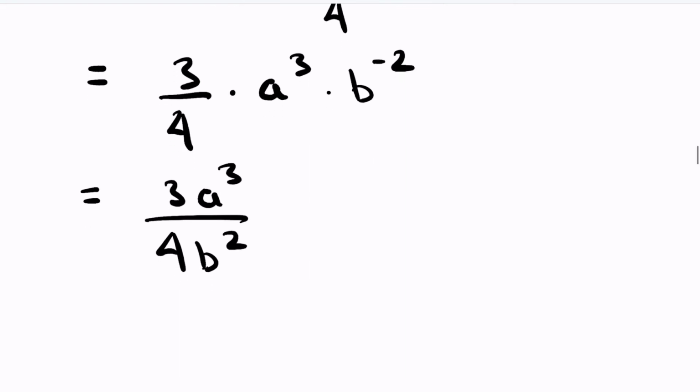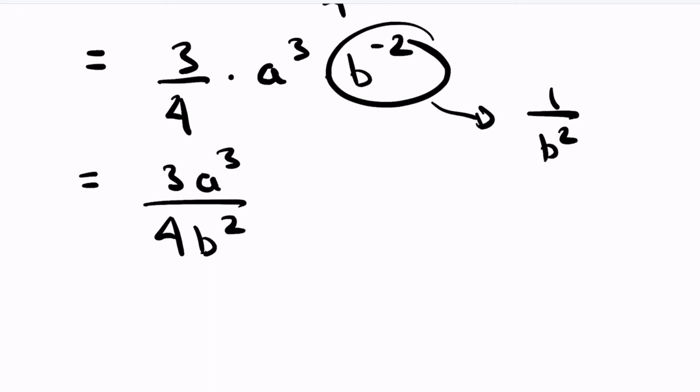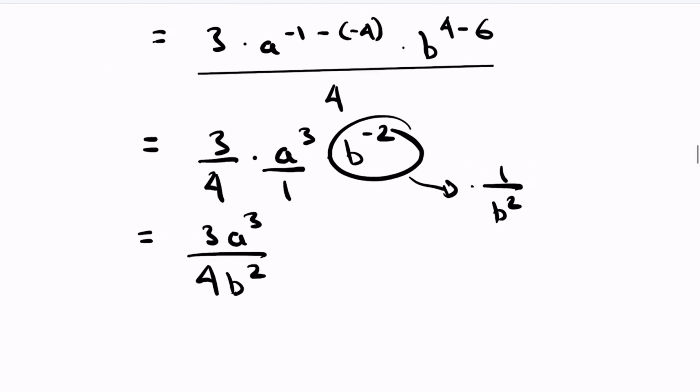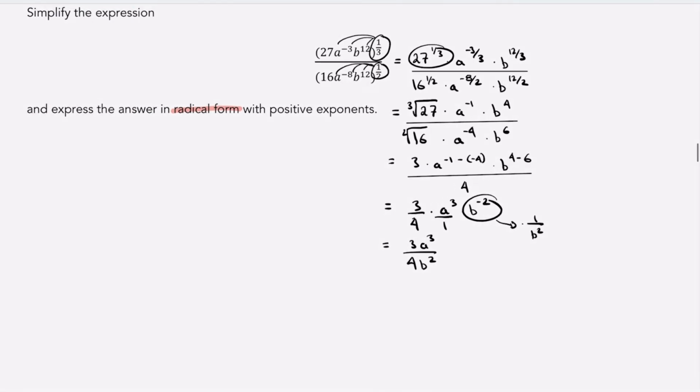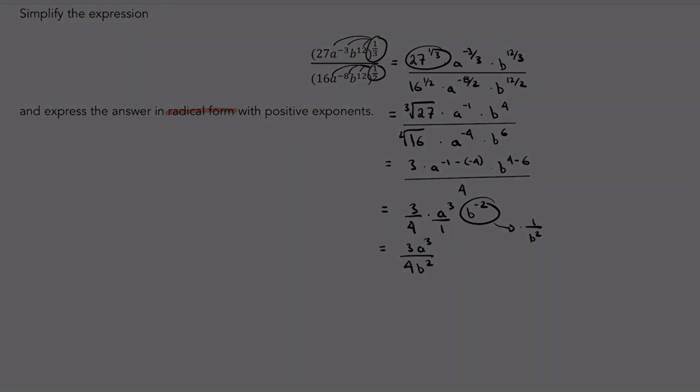4b squared. Okay, so again, I just rewrote this part here as 1 over b squared, and I multiplied everything together to put it over one fraction. Okay, remember, this is a cubed over 1. That's 1 over b squared. Combine it together and you get your resulting fraction there. So there is our initial expression simplified with positive exponents.